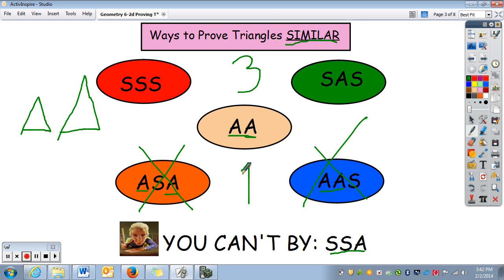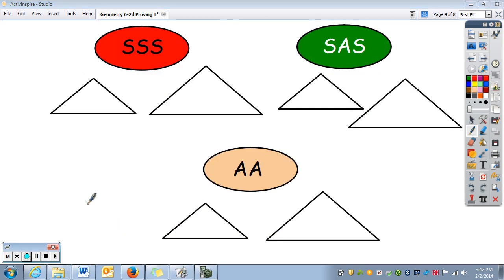So the one way we couldn't prove triangles congruent was using angle, angle. And we don't need to use angle, angle, angle, because 2 angles implies the third, because of the 180-degree rule. But these 3 are the 3 ways to prove similar. So let's look at those 3 a little more closely.